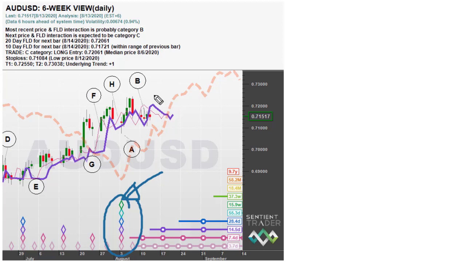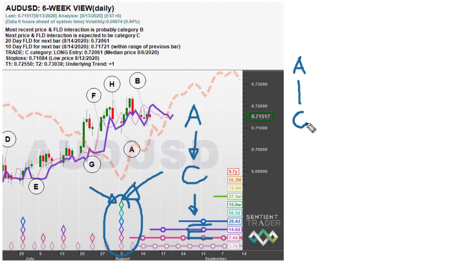Now, I should point out that very often when the analysis changes, it changes in such a way that the identification of the interactions between price and the FLD will not result in a change of direction in the trade. So in other words, if the system was recommending an A category trade, it might just change its mind and say it's now a C category trade, or it's now an E category trade. Okay, so those are all long trades. So that's not a change in direction.